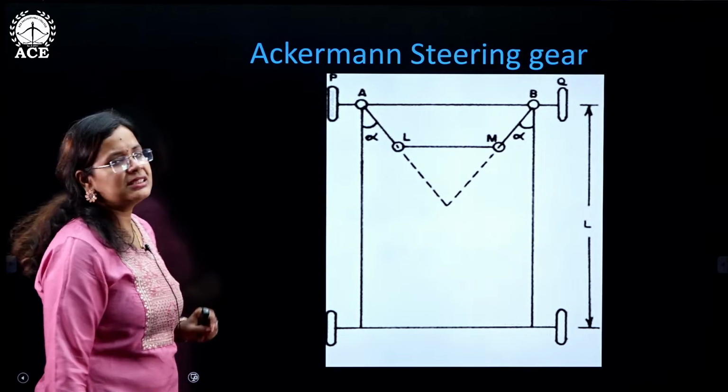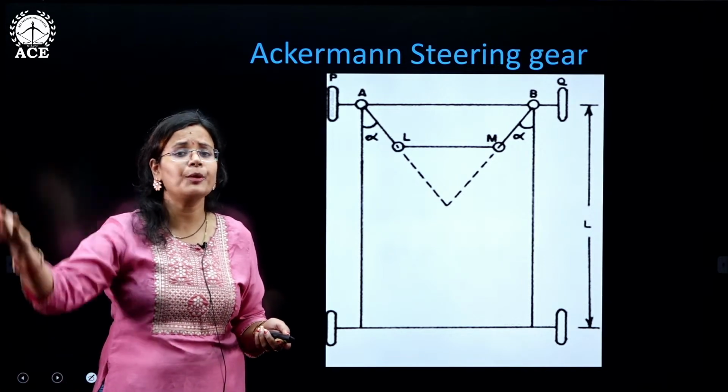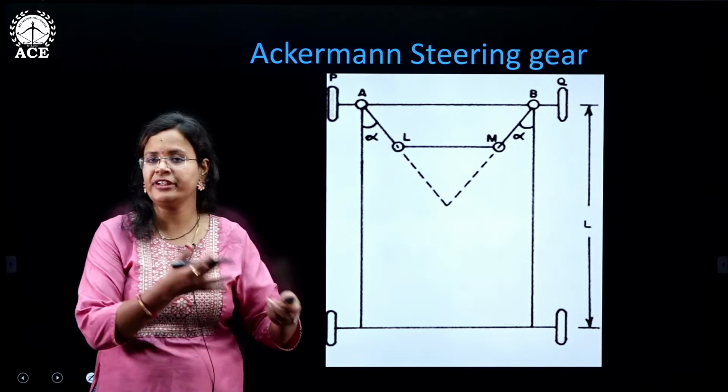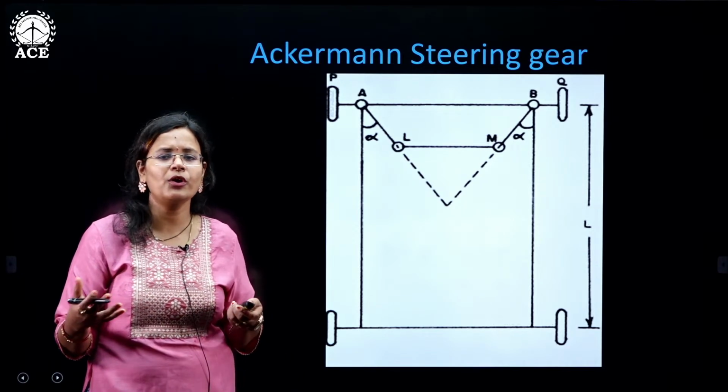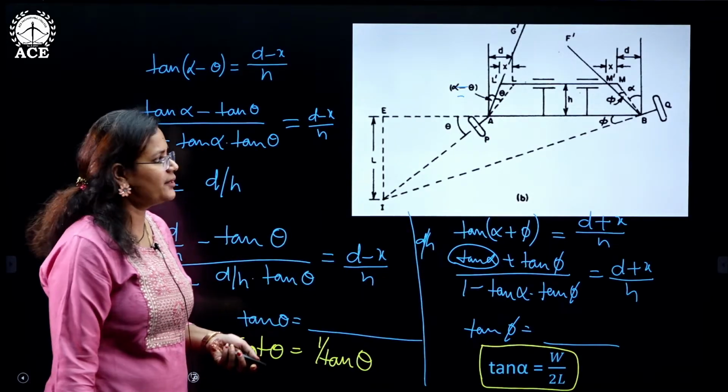Next comes Ackerman's steering gear. So why are we going for this second type of steering gear? We already have one type. Why do you think we are going for the other one? There was some loophole while following this Davis mechanism, Davis steering gear.